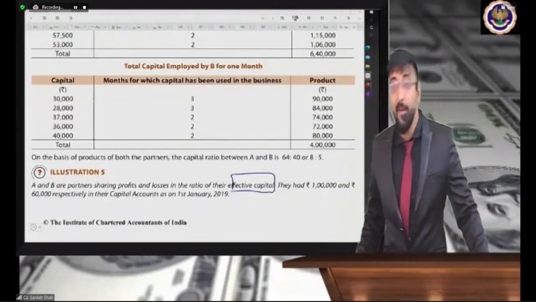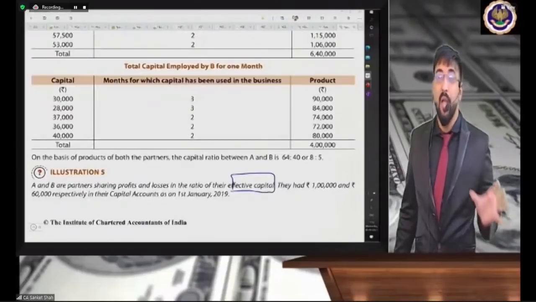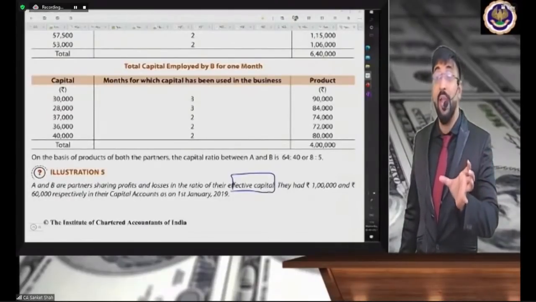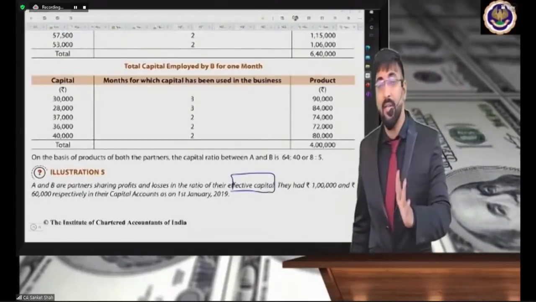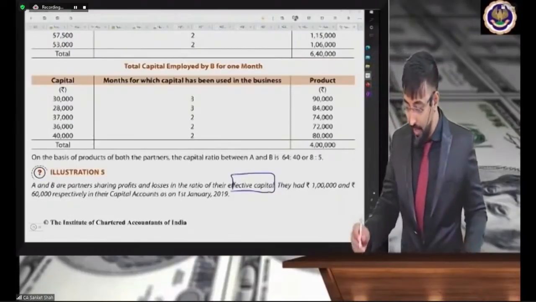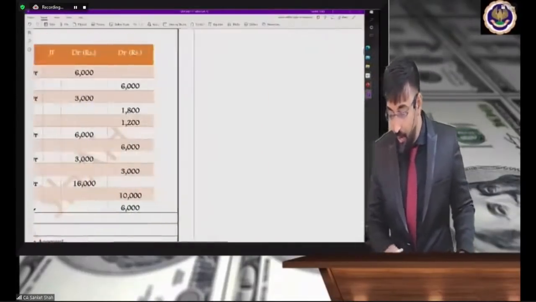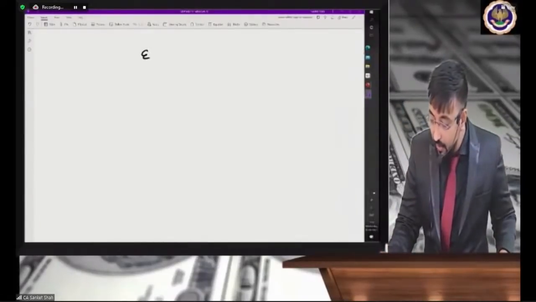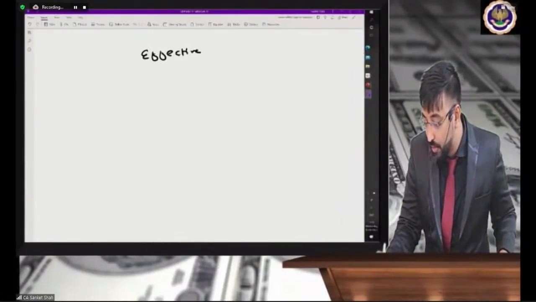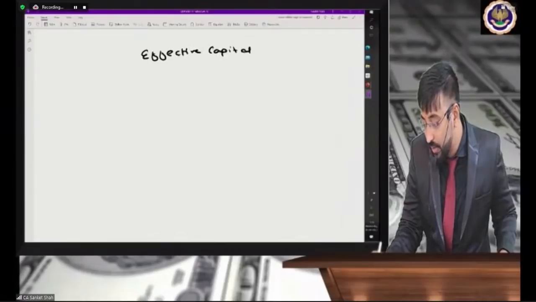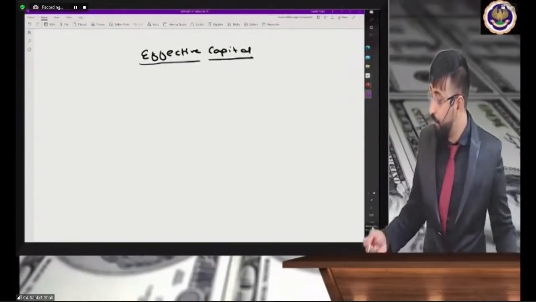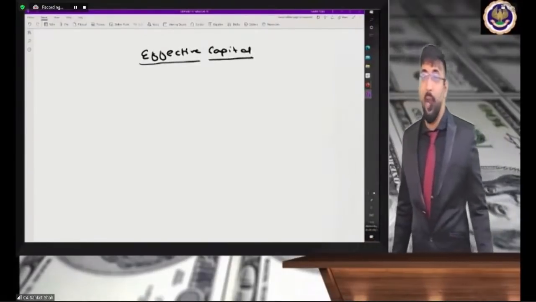Now, what is effective capital? Effective capital means according to months, we have to calculate this effective capital. Let's understand this concept. Yes, I will explain what the effective capital concept is first. So understand the concept of effective capital. Those students who have not completed homework, write down this concept, effective capital. Okay. So what is effective capital?